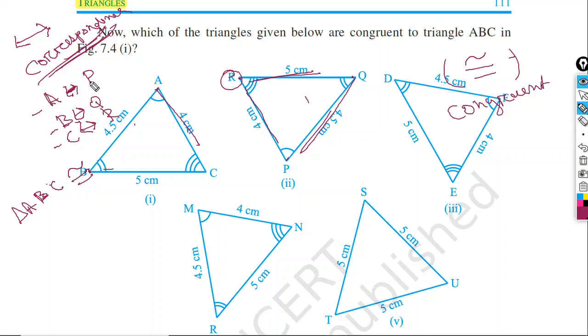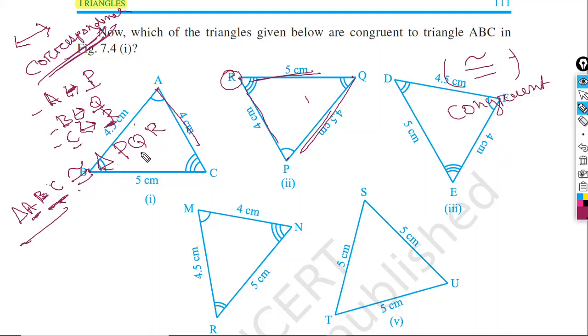Here you see A is corresponding to P. So first we have written A, therefore we will first write P. For B, Q. So we will write Q. Then again there is C. For C the correspondence is R. PQR. So we can say triangle ABC is congruent to triangle PQR.